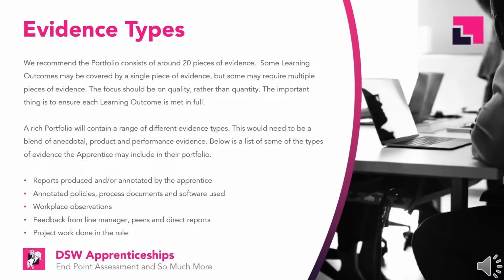Evidence types. The portfolio must include a minimum of at least one piece of evidence for each of the learning outcomes and will typically contain around 20 pieces of evidence. One piece of evidence could span several learning outcomes, so they could use one context statement and additional pieces of evidence to cover multiple learning outcomes.